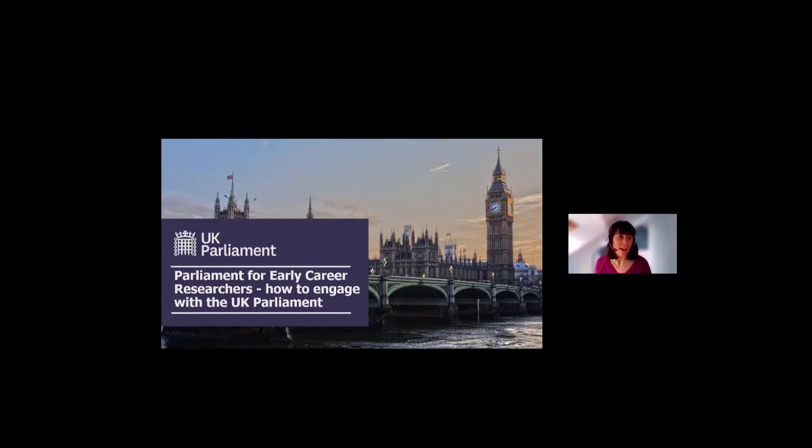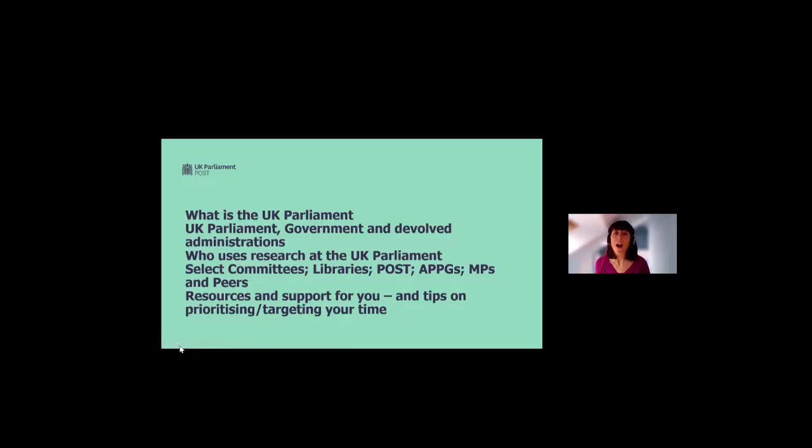So let's get going. Let me take you through what we are planning to cover with you today. I'm going to give you a bit of information about what is the UK Parliament, the difference between Parliament and government, and we'll touch on some information about the devolved administrations as well. Then I'm going to take you through who uses research at the UK Parliament. So we'll talk about select committees, about libraries, POST, the Parliamentary Office of Science and Technology, APPGs or all-party parliamentary groups, and individual MPs and peers as well. And we're going to end by showing you where you can get resources and support, and I'm going to make sure we give you some tips about how to prioritise and target your time.